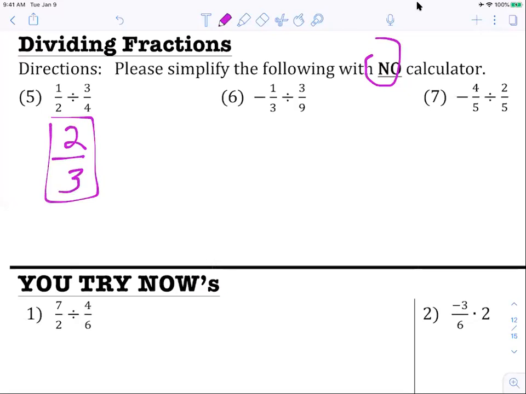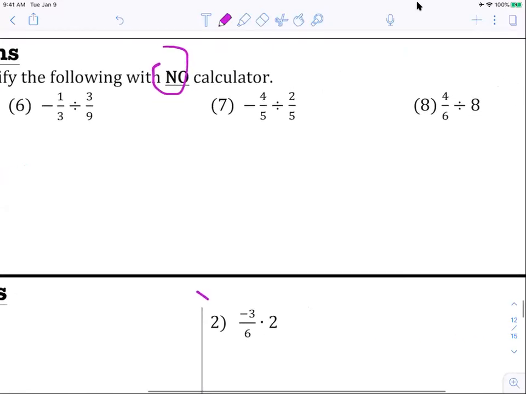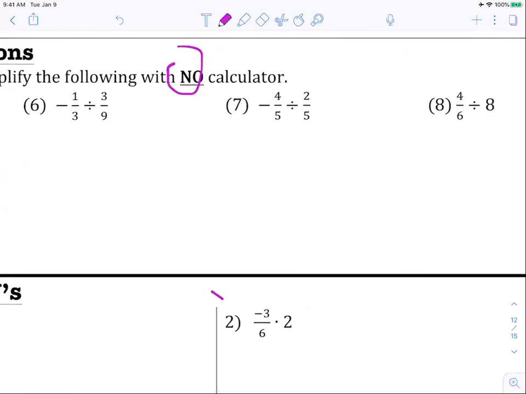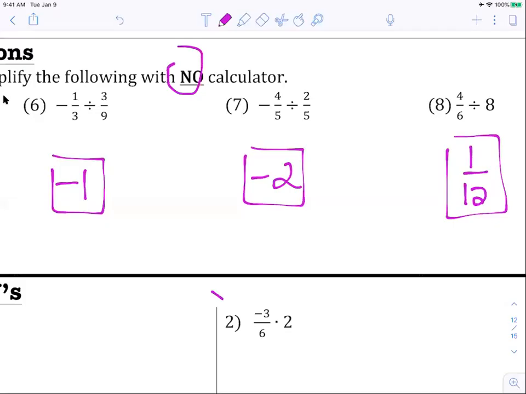So now is the time I want you to pause your video and then I want you to try typing the next 3 in on your own. Answers for 6, 7, and 8 are now up on your screen. Again, if you did not get those, then that's a great idea to go check with Miss Hardy. It might be just that you were typing them incorrectly.